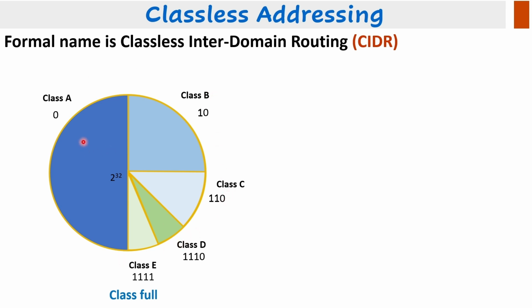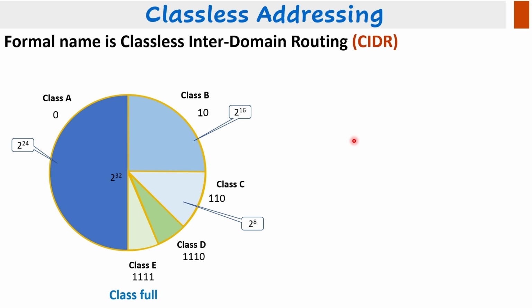Class A has only 8 bits for the network address. Class B has only 16 bits for the network address. Class C has a 24-bit network address, right? So these are fixed: 24, 16, and 8.